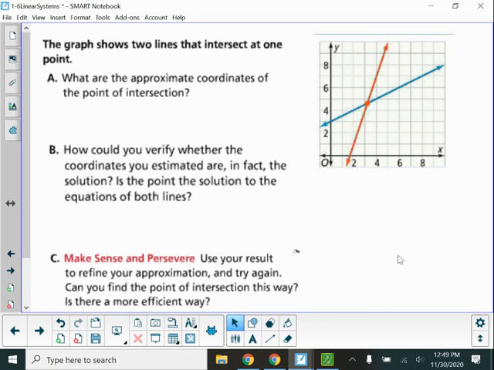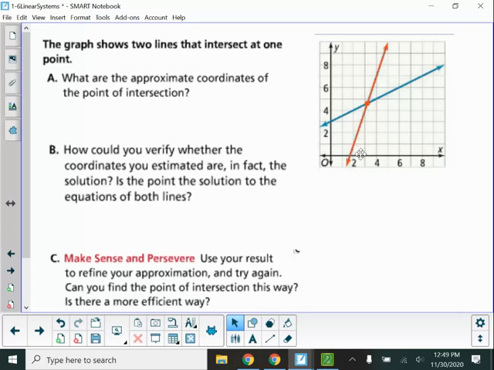This video is going to go through the solution to the activity that you did in Savas, which was for the 1-6 Explore and Reason. This one gives you a graph, and it says that the two lines intersect at one point. Part A is asking, what are the approximate coordinates of the point of intersection? So you're going to look at these two lines, and we're going to guess where they intersect.